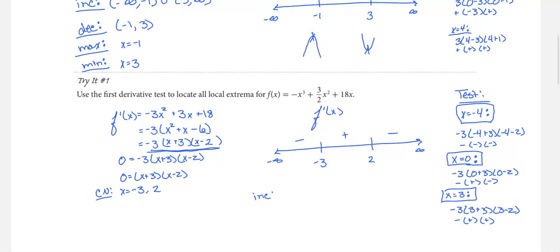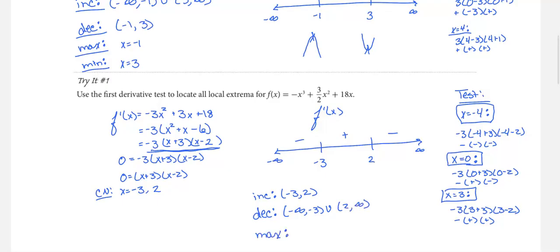So we are increasing from negative 3 to 2. That's where that value of the derivative was positive. We are decreasing from negative infinity to negative 3, and then from 2 to infinity.